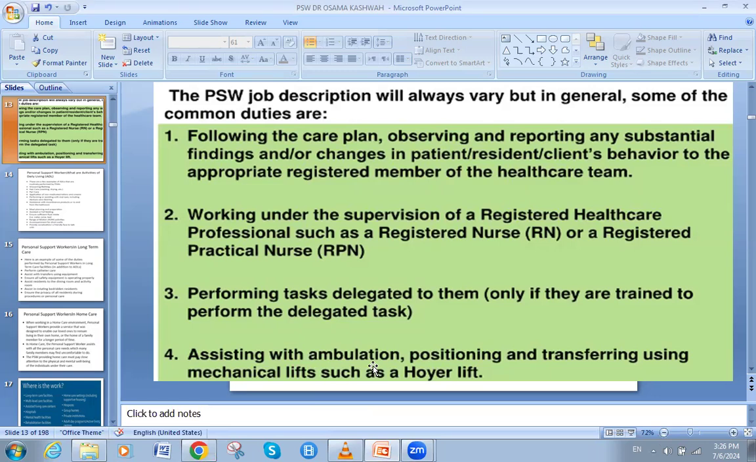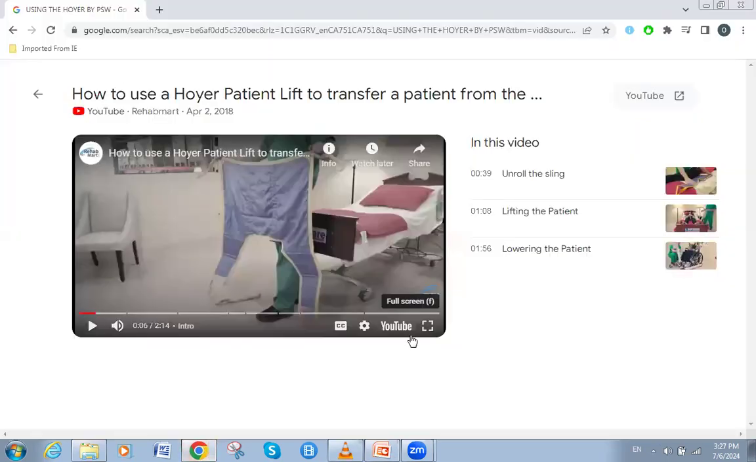Also, most of the time it's used for shifting or transferring the patient into the washrooms or any other places. Let's go right now to see how the Hoyer works. And here we go. Please watch this video with me.